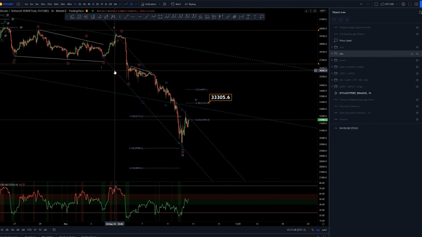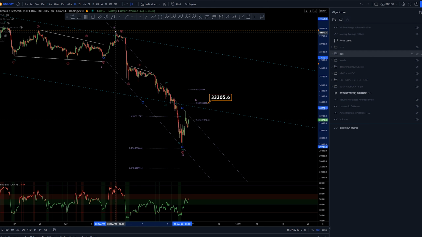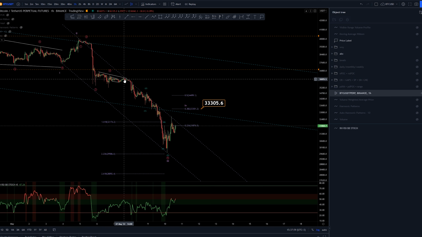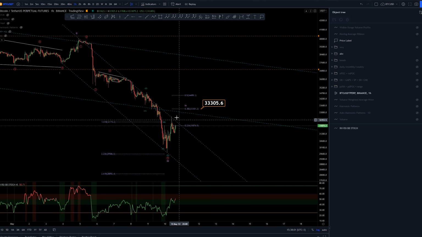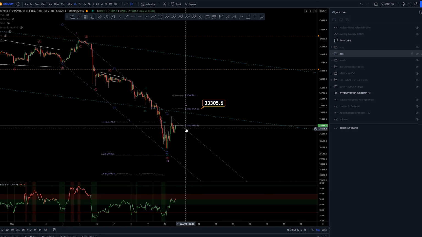I've also drawn out a channel here that has been broken. Let's fix that. But we can see how it is very well respected here, even before it was actually established properly. But we can see some nice confluence here for shorts.